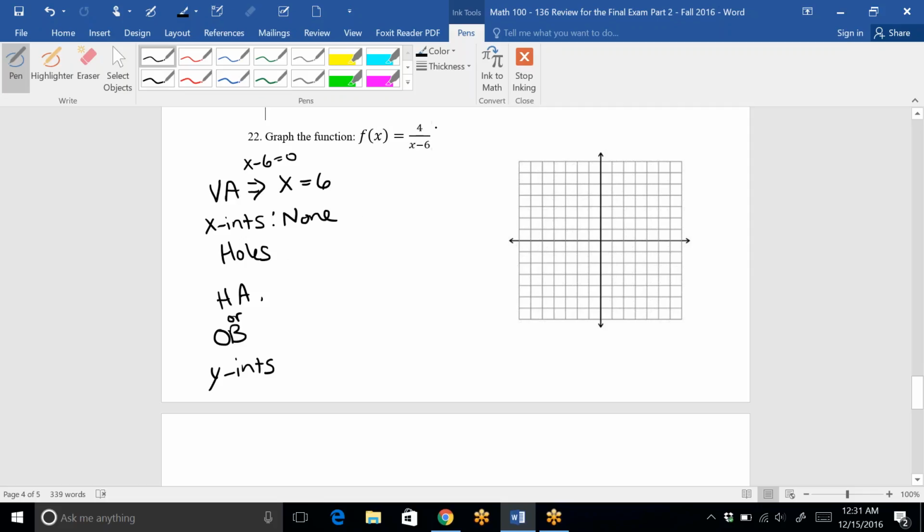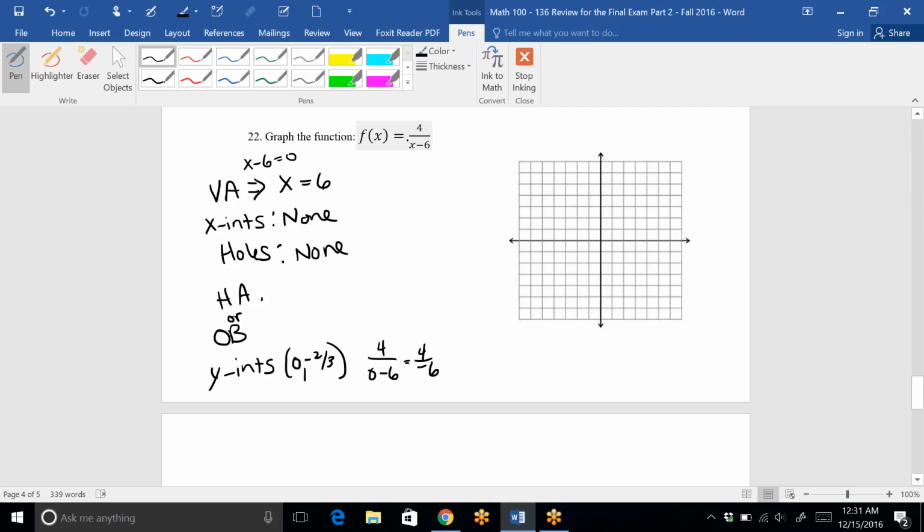Holes only happen if something cancels out, and we won't have any on this test because this is the only example you have, so there are no holes. We'll come back to the horizontal versus oblique. A y-intercept means you plug in 0 for all the x's, so that's 4 over -6, which is -2/3, and that's a y-intercept.